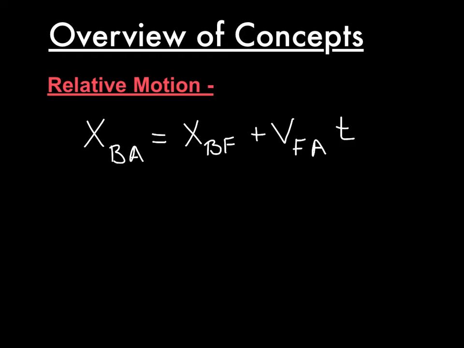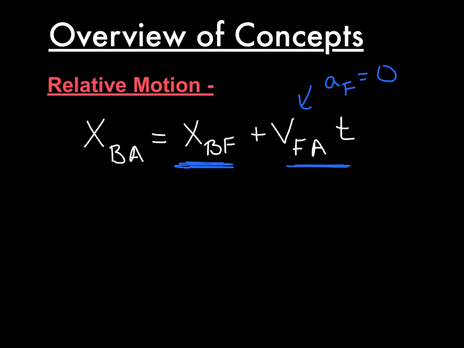So if we look at this and compare it, we get the position of B as measured by A is wherever B is standing on the truck, which is the moving frame, and again, the frame doesn't accelerate. A frame is equal to 0. It's an inertial reference frame. Plus, however far the frame moved in that time period.